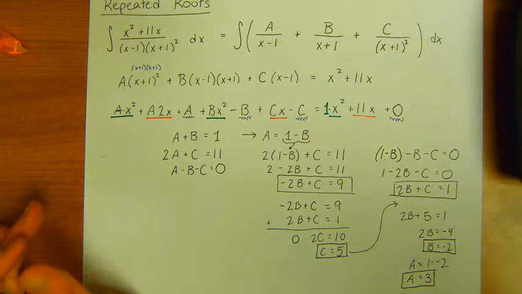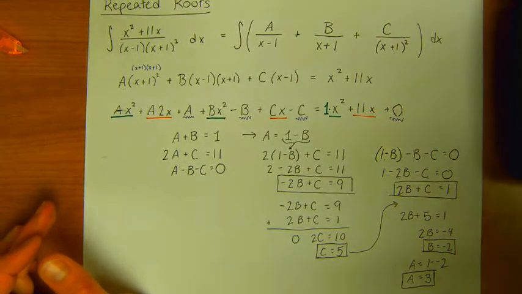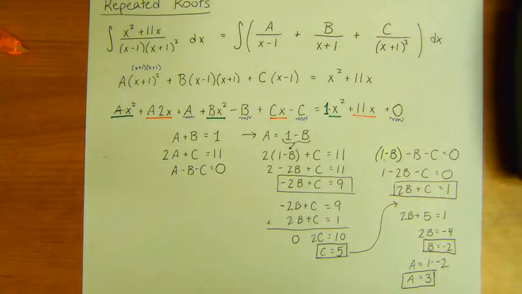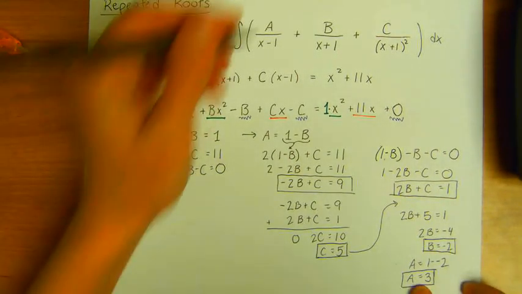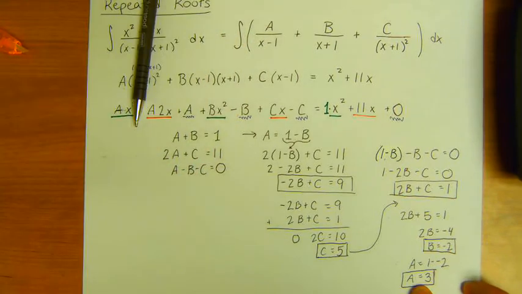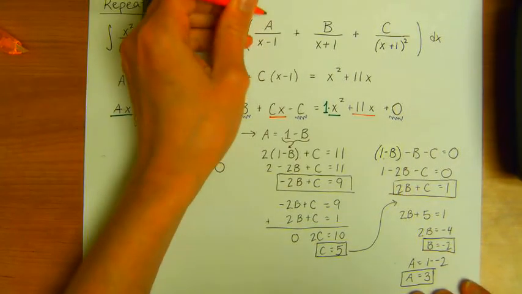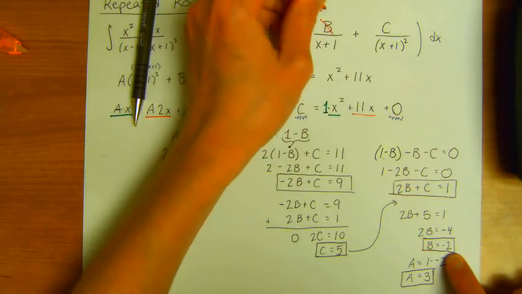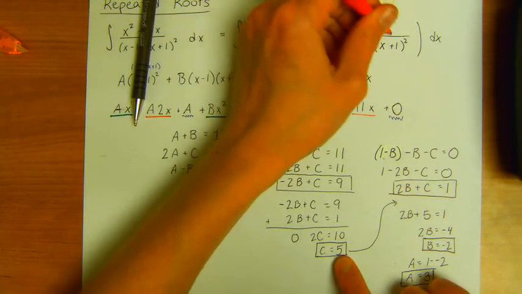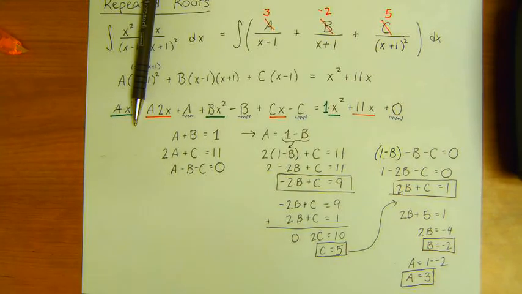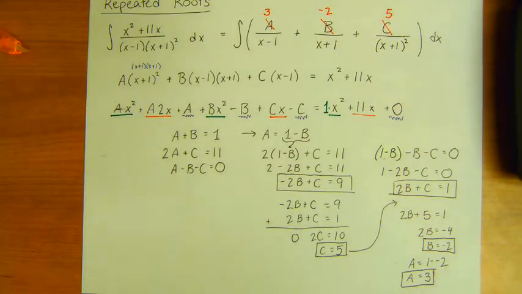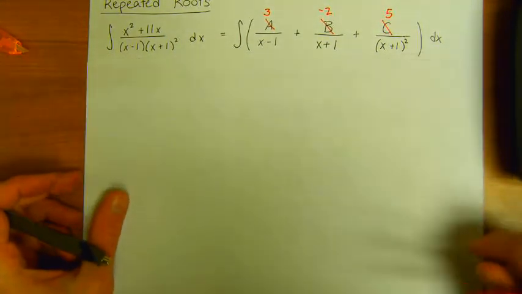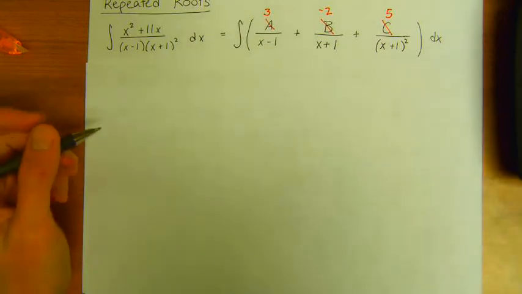Nice. So, we did a lot of hard work, and what did we just find out? We found out that a is equal to 3, b is equal to negative 2, and c is equal to 5. And now we can finish doing relatively straightforward integration.